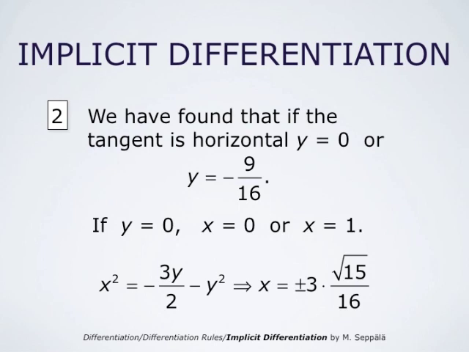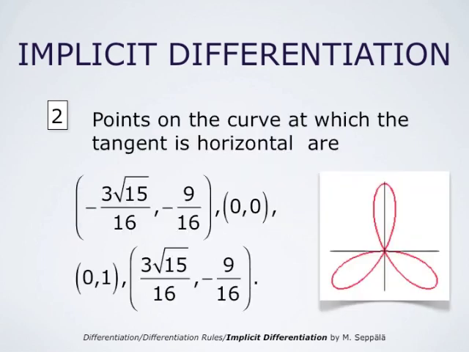So candidates for the points at which the tangent is horizontal are the point negative 3 square root of 15 divided by 16, and y-coordinate negative 9 divided by 16, the origin 0, 0, the point 0, 1, and the point 3 square root of 15 divided by 16, and negative 9 divided by 16, x and y coordinates.